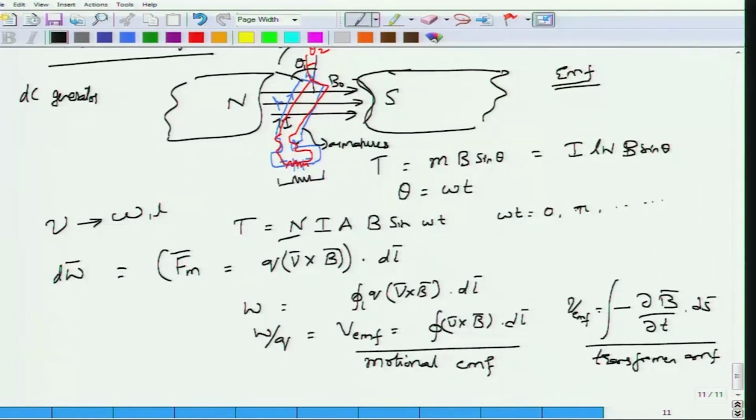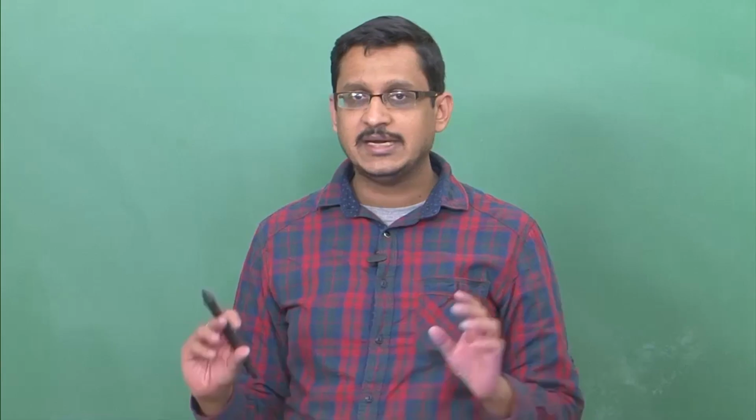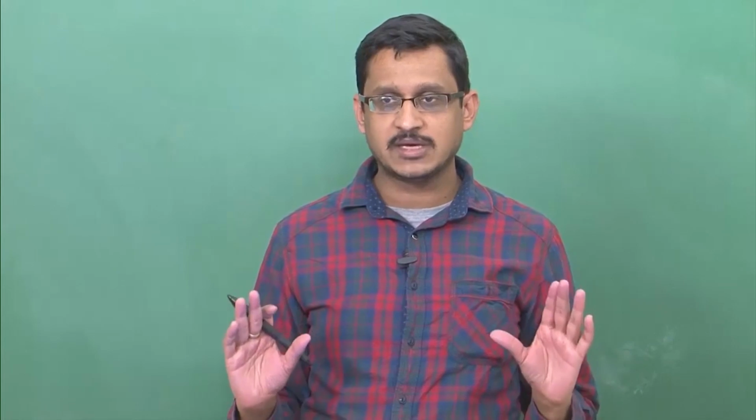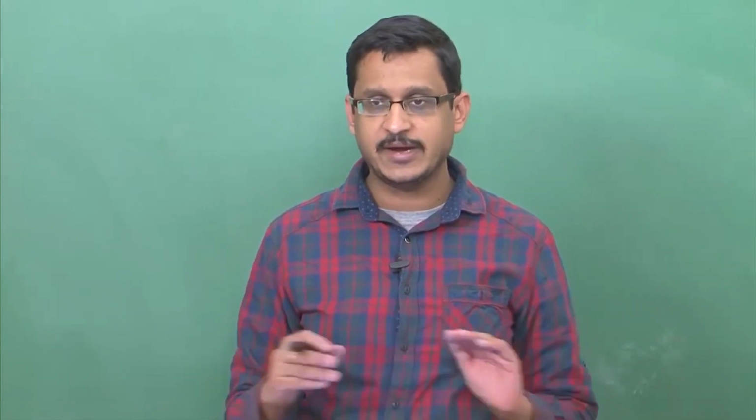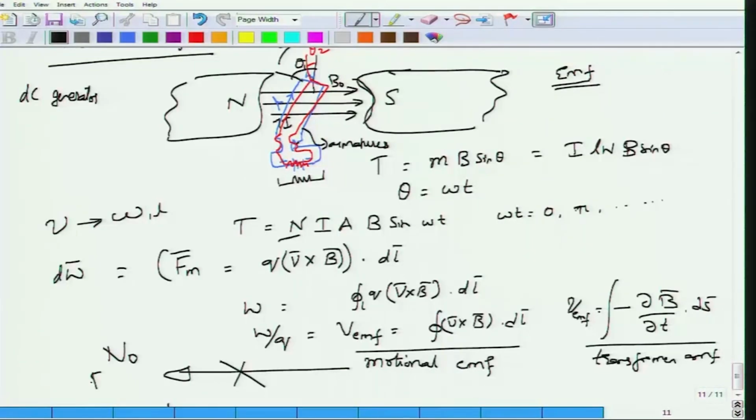So there is a distinction to be made between two types of EMF. One EMF is called the motional EMF, the other is called the transformer EMF. Technically these two are distinct phenomena. One phenomenon can be explained without using Faraday's law at all. The motional EMF does not require Faraday's law. However, it is possible to view this as a special case of Faraday's law, so that we do not have to deal all the time with motional EMF and transformer EMF.